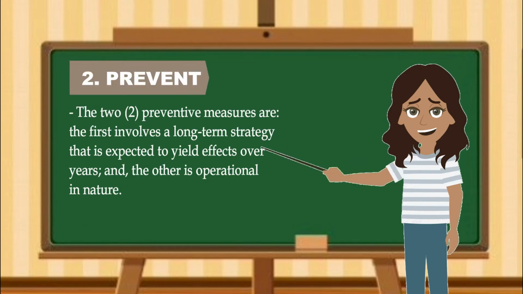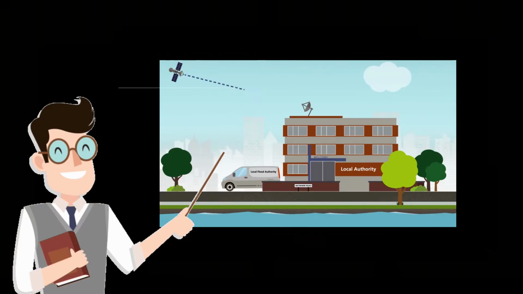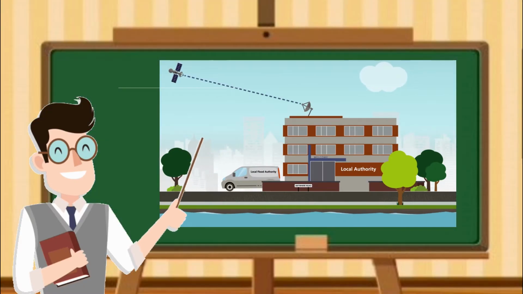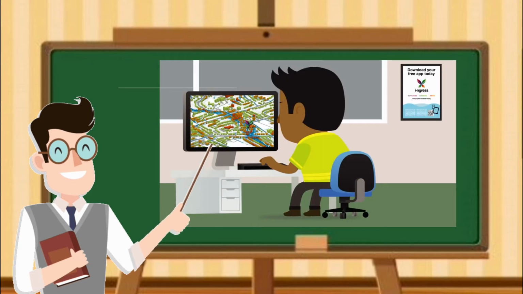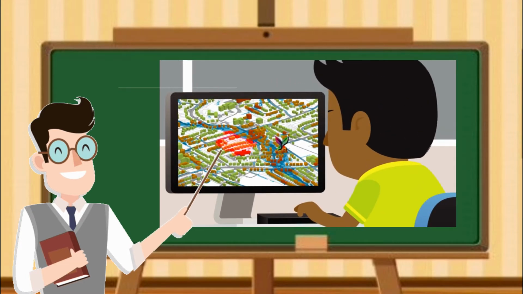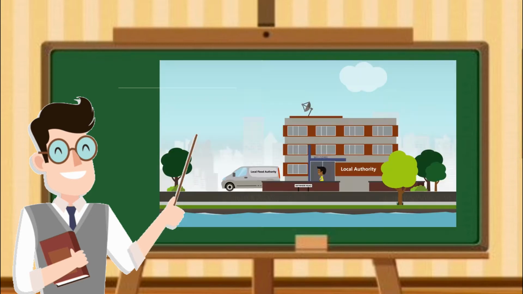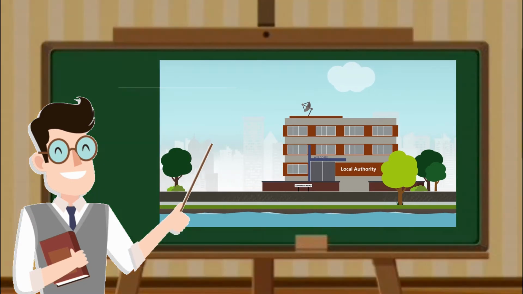The 2 preventive measures are: the first, it involves a long-term strategy that is expected to yield effects over years, and the other is operational in nature. For example, such as the Environment Agency or the local council, where the information is analysed, assessed and prioritised. The relevant authority decides what should be done to resolve the issue. This could include flood relief, site investigations or emergency clearance works. The information and data can also be used to inform long-term decisions, such as a new flood alleviation scheme.